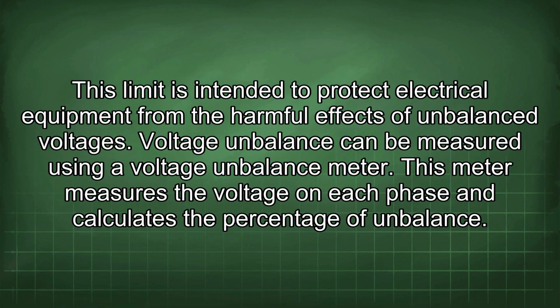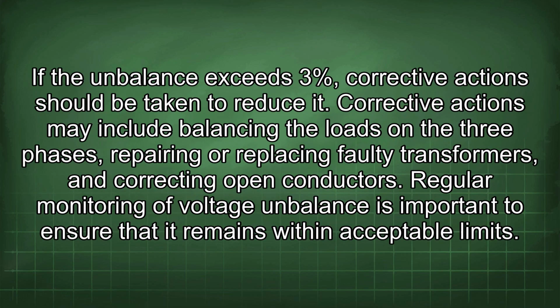This limit is intended to protect electrical equipment from the harmful effects of unbalanced voltages. Voltage imbalance can be measured using a voltage imbalance meter. This meter measures the voltage on each phase and calculates the percentage of imbalance. If the imbalance exceeds 3%, corrective action should be taken to reduce it.